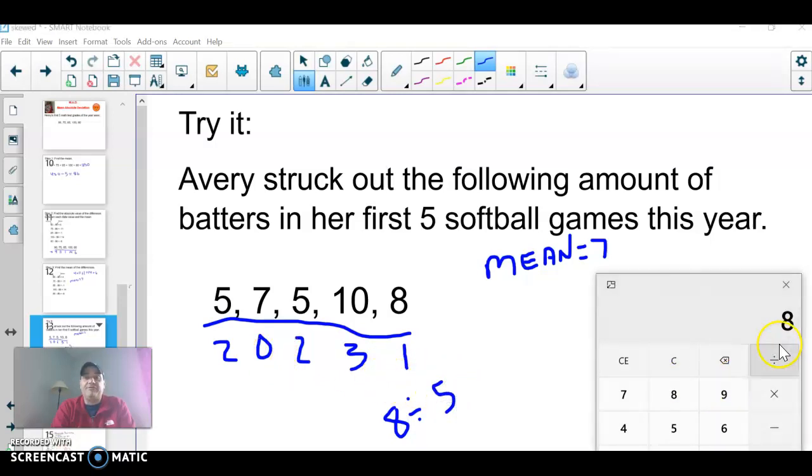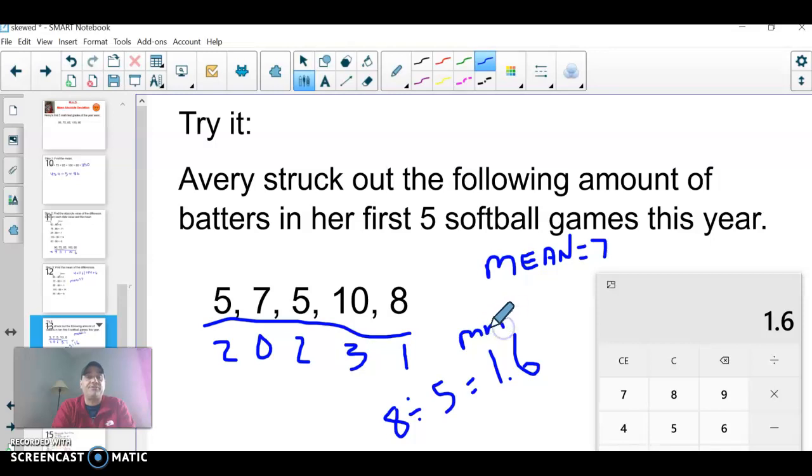So 8 divided by 5 comes out to, whoops, that wasn't right. Let's try that again. 8 divided by 5, I think it comes out to be 1.6. There we go. It's 1.6. So the MAD is 1.6. Again, that's the MAD.